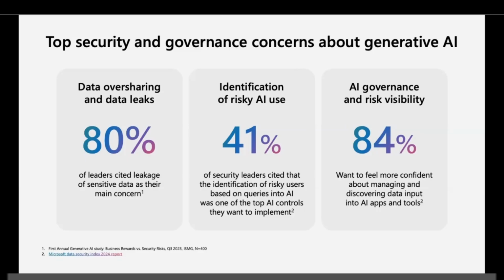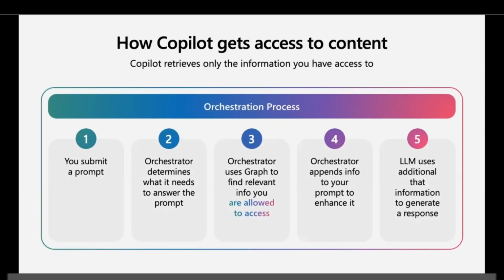Last on this is AI governance and risk visibility. So 84% want to feel more confident about managing and discovering data input into AI and tools. How many of you are in that boat where you want to get out of this class with more confidence about managing and discovering that data? Otherwise, you wouldn't be here, right? All right, let's move along. So, as we start to talk about this, it is very important to understand how Copilot retrieves the information. Okay, how does it get access to content?